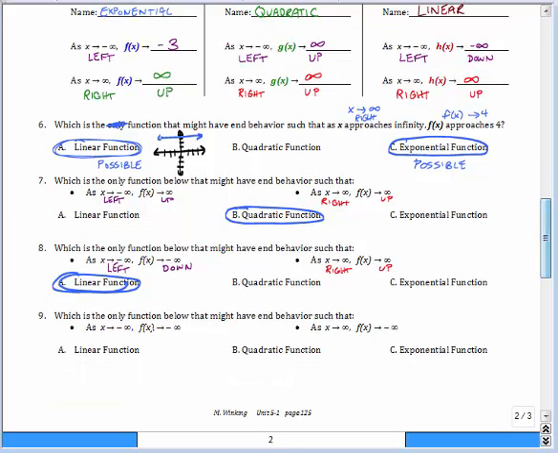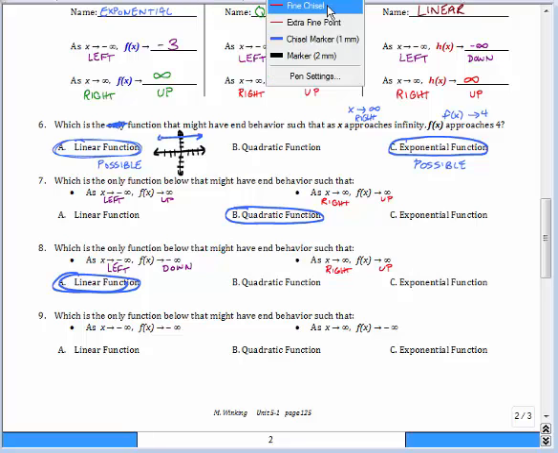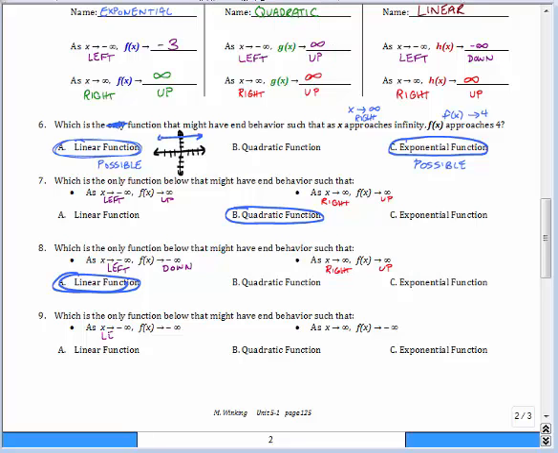All right, one more. Which is the only function below that might have end behavior such that as x goes towards negative infinity, f of x goes towards negative infinity. Let's write down what that represents. That means as it goes left, this goes down, towards negative infinity. And then as x goes to positive infinity, that's to the right, it also goes down. So I think that would also be the only one that has the same two, if we had a parabola that's upside down. Both of the ends are pointing downward, so that's going to be quadratic again.